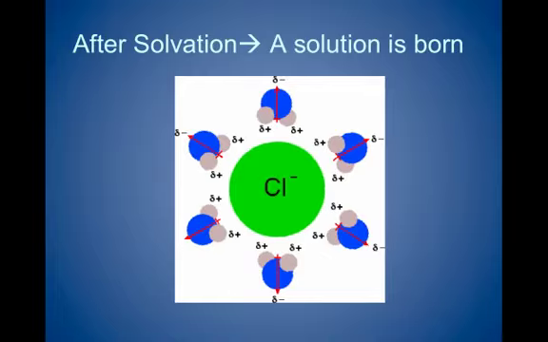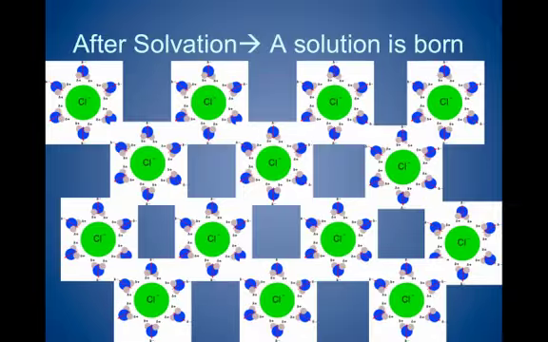So after you have solvation, where you're plucking them off, this is what you end up with. This is really a solution now, where you have the partial positive hydrogen attracted to the negative chlorine. Notice how all the waters are oriented in. And then you get this solution set up.